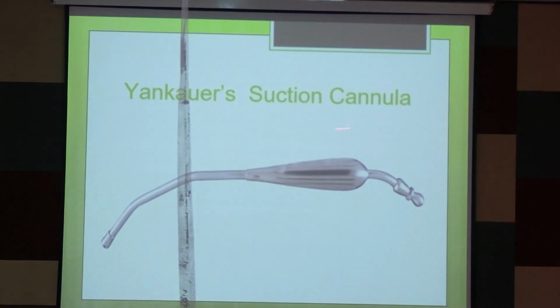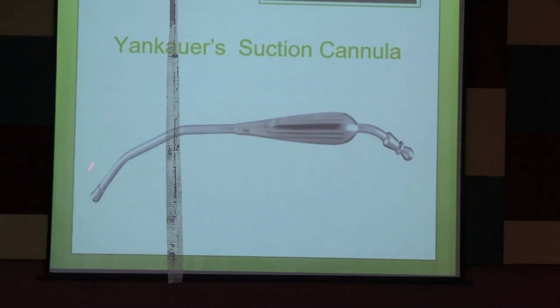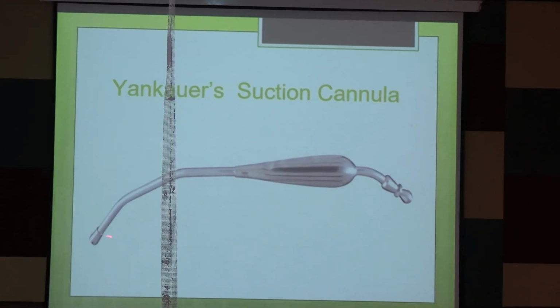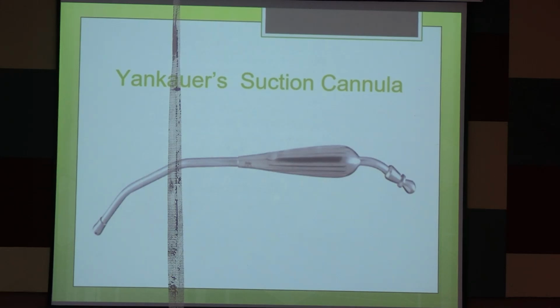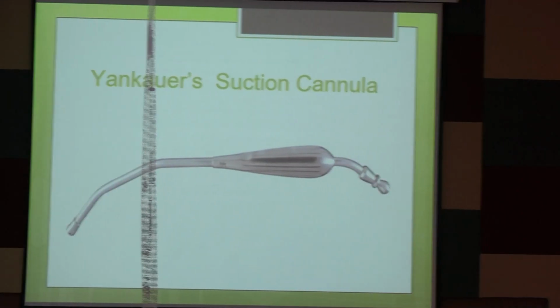This is a suction, we call it Yankauer suction cannula, okay? This end is atraumatic, right? So that we do not traumatize the tonsillar bed. We suck it up, it has perforation in the anterior end, and we do not traumatize the tonsillar bed.